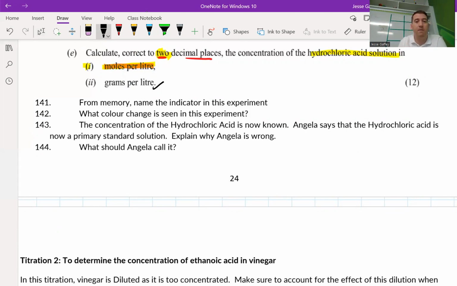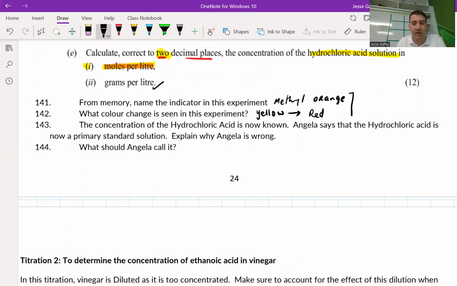So from memory, name the indicator. So you should have written methyl orange. Methyl orange was the indicator. Methyl orange is yellow in a base, and it was with the sodium carbonate in the conical flask in the beginning, so it was yellow. And when it got to the end point, just 1 drop turned the solution acidic, and that means that it went red. So yellow to red is the color change.